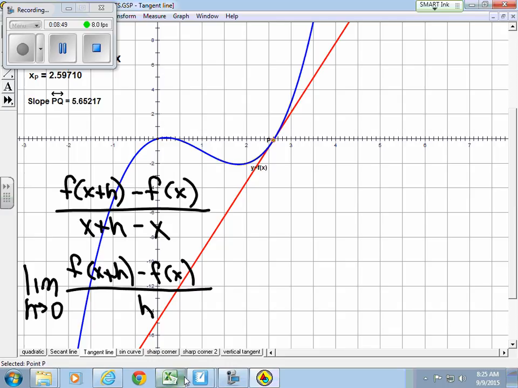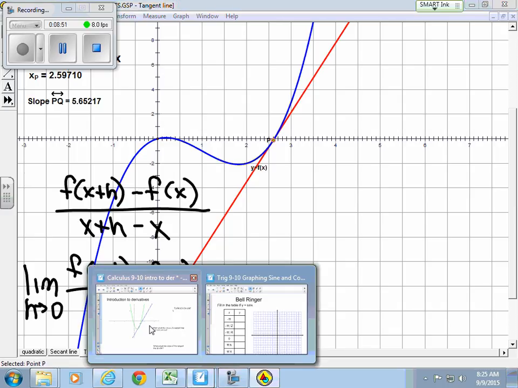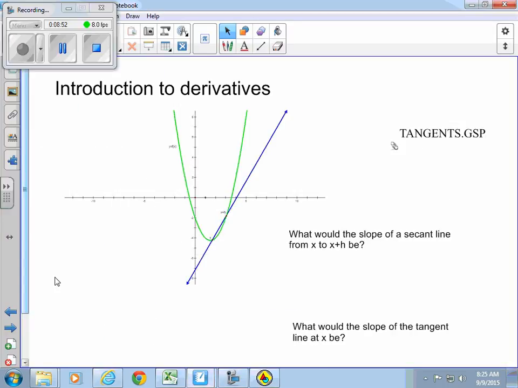Now, at this point, you're probably like, okay, that's great. Well, what does this mean for you? The slope of a tangent line is the instantaneous rate of change. So if I'm driving from here to Fort Smith, and I get pulled over.